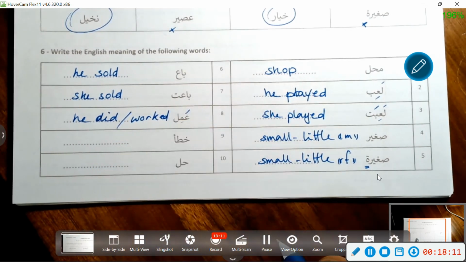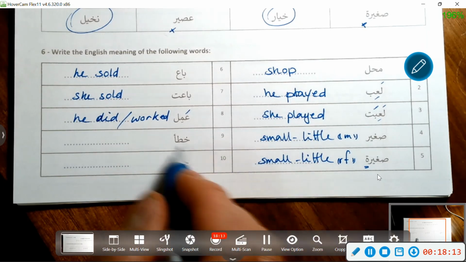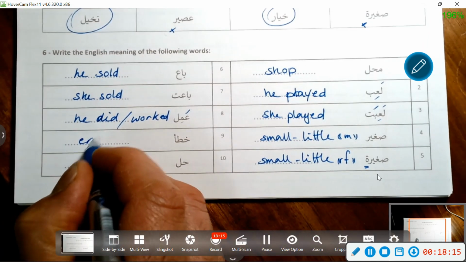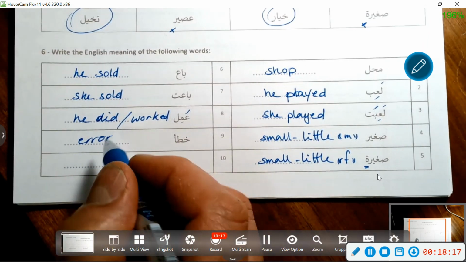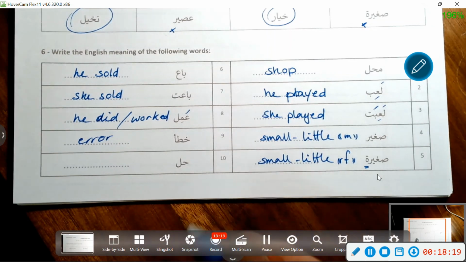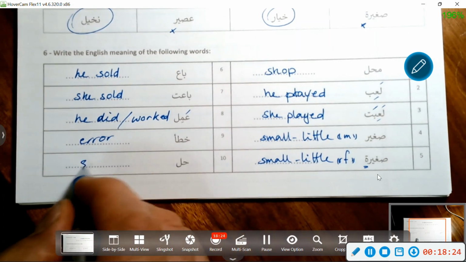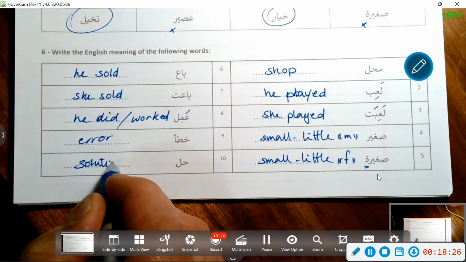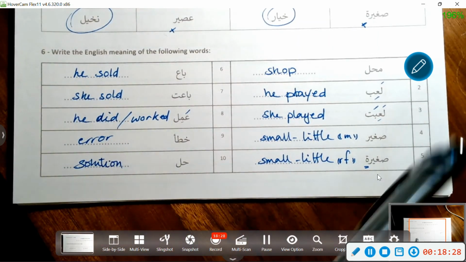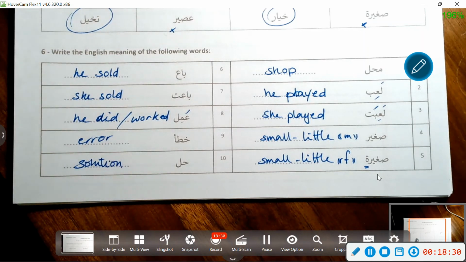خطأ, it means error. Sometimes we say wrong, also خطأ. And حل is a solution. حل is a solution. With this, we finish the second quiz for connecting letters.